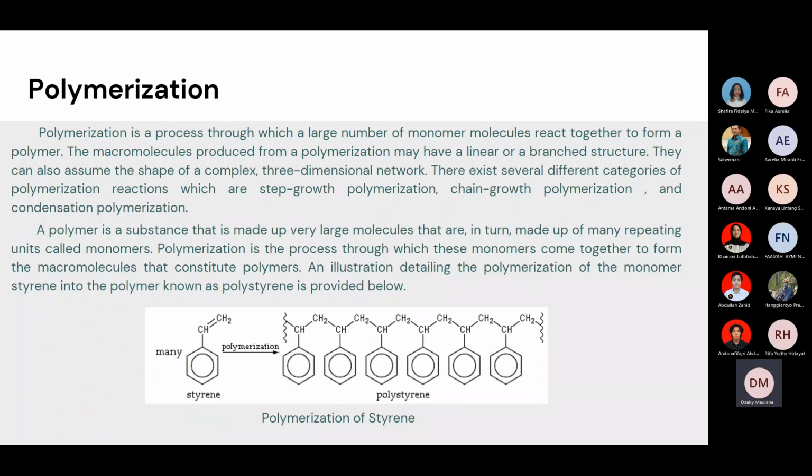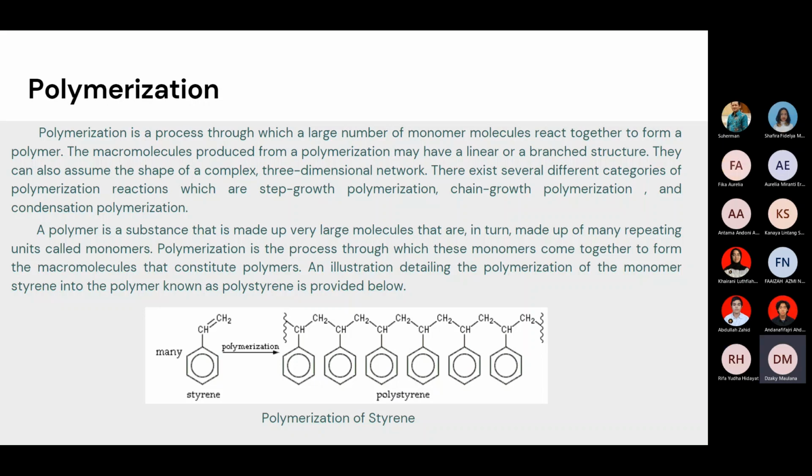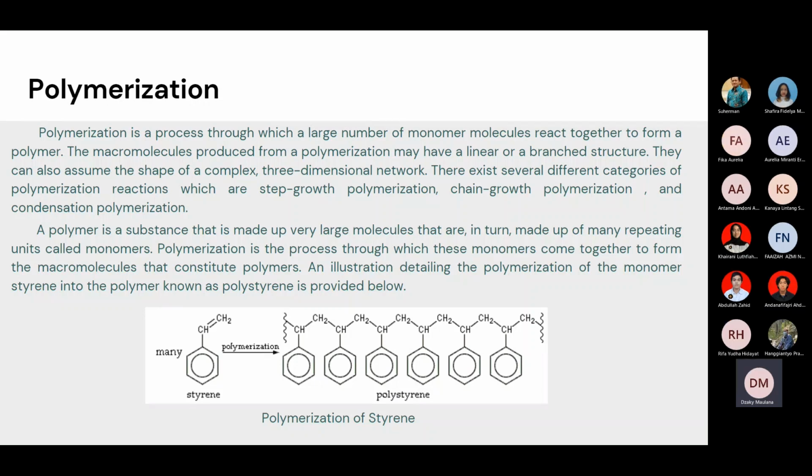And then I'm going to explain about polymerization. So polymerization is basically a process through which a large number of monomer molecules react together to form a polymer. The macromolecules produced from a polymerization may have a linear or branched structure. They can also assume the shape of a complex three-dimensional network. There exist several different categories of polymerization reactions, which are step growth polymerization, chain growth polymerization, and condensation polymerization.